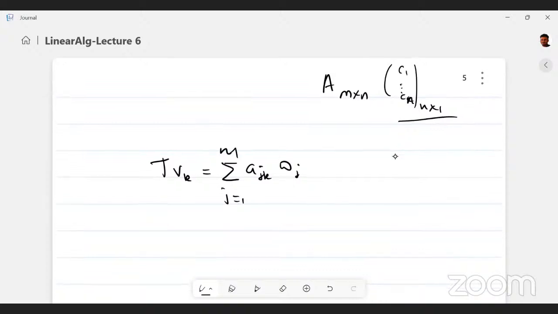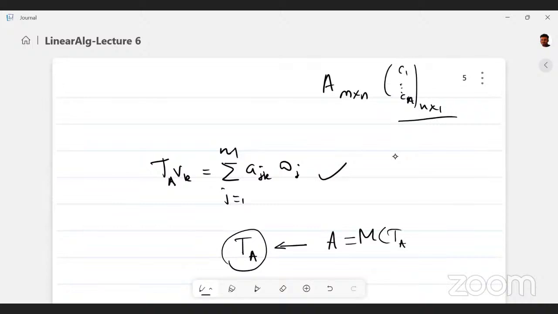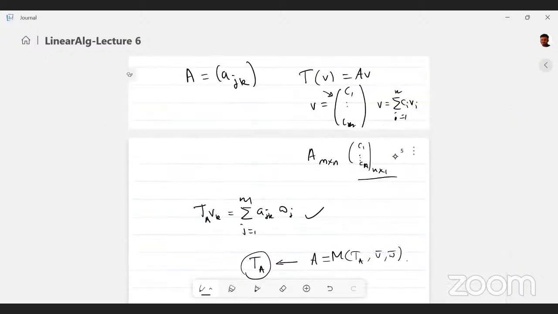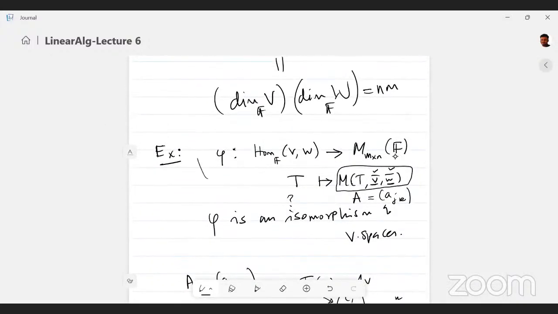And then use this formula to define T. So maybe you can call it TA. So this is A, and then I'm defining this TA. Now you can check that if I take this TA, then this A will be the matrix of this TA with respect to v bar and w bar. That follows immediately from the definition. So this map that we have defined is actually an isomorphism, because I have given you a very explicit inverse also. So that is all already set up. That works. That's all.